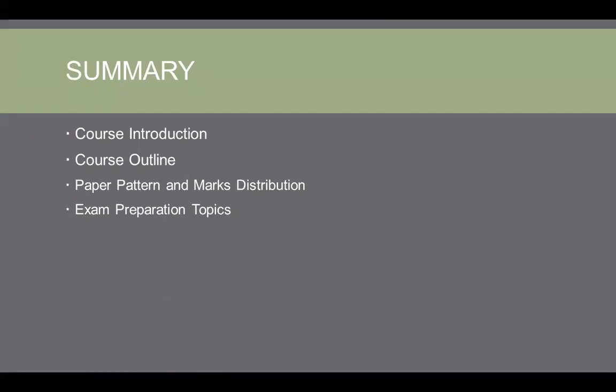So in the last summary of the topic, we had the course introduction, and then the course outline, a descriptive, very short, comprehensive outline for second year commercial geography, then the paper pattern and marks distribution, and finally the exam preparation topics. So that is all for today.